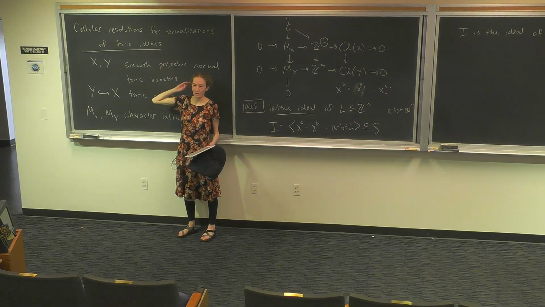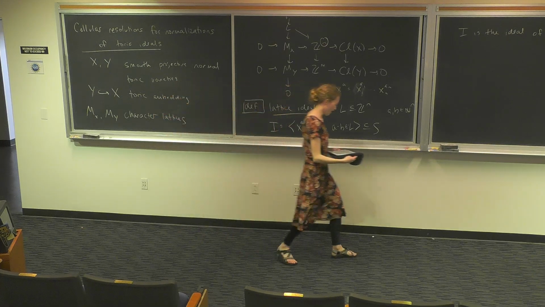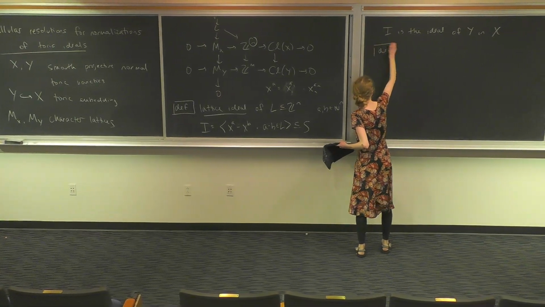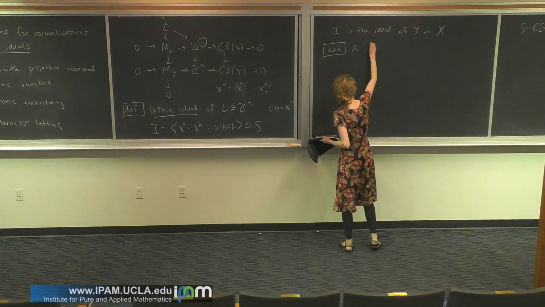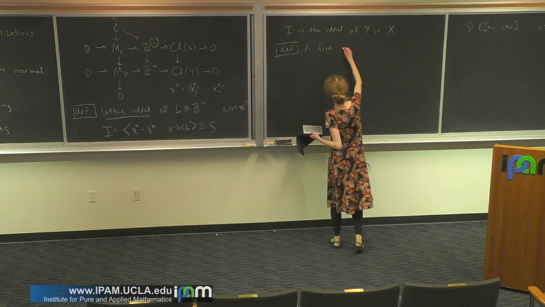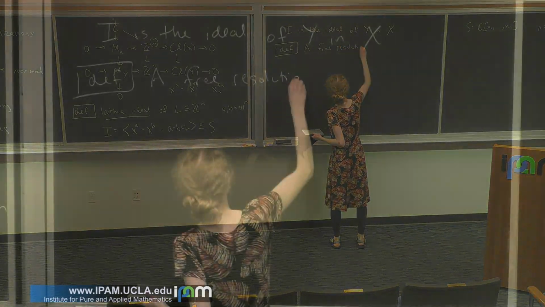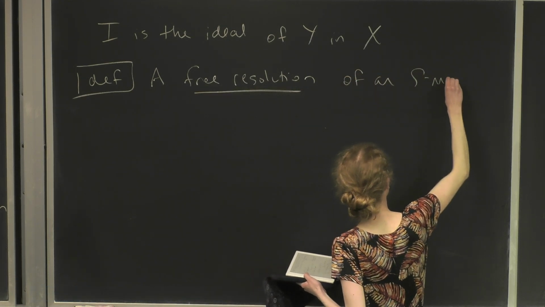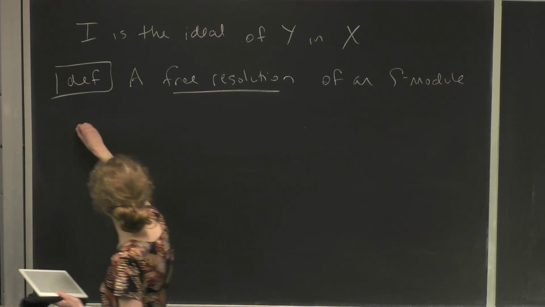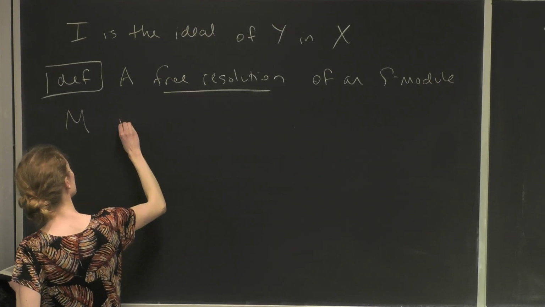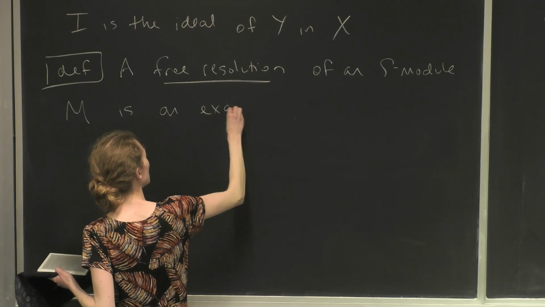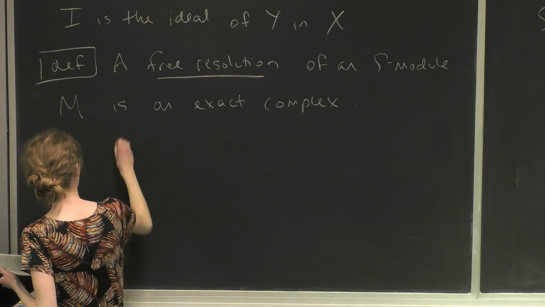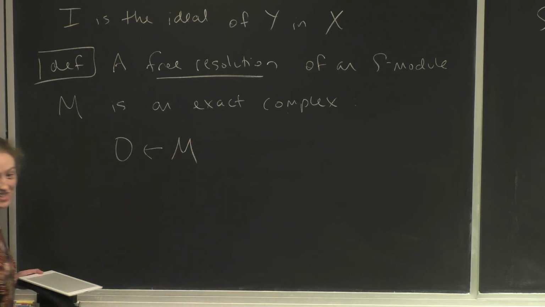We're going to start with the non-normalization case. And I need to tell you what I mean by resolve. This is probably very familiar to some people and maybe not to others. So a free resolution of an S module M is an exact complex of the following form. I'm used to writing them right to left because of Macaulay2.